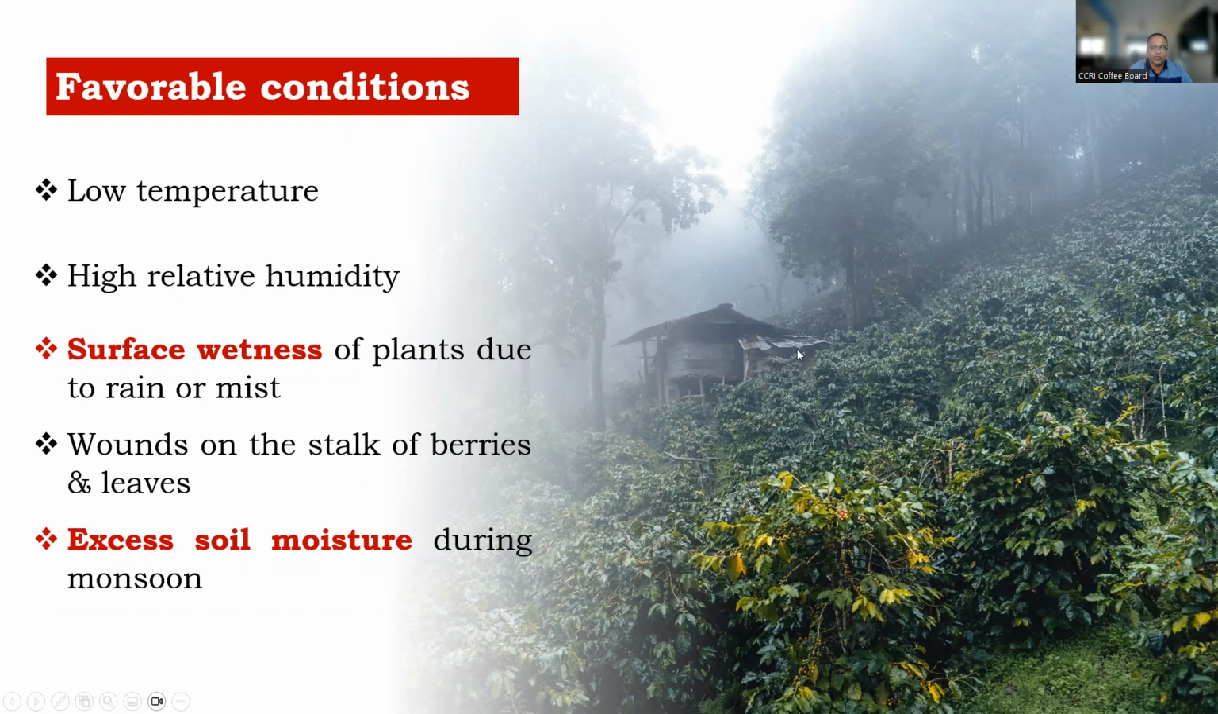The surface wetness during the southwest monsoon, continuous monsoon, and the excess soil moisture development wherever there is no proper drainage or cradle pits are there, this disease development is seen in very severe conditions.